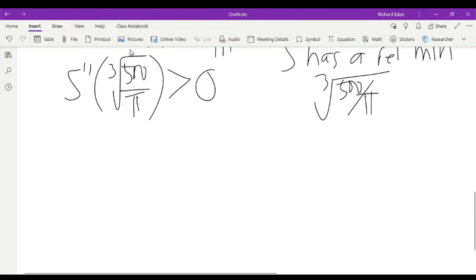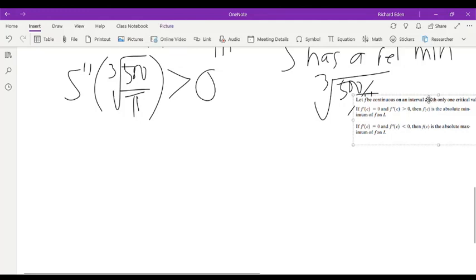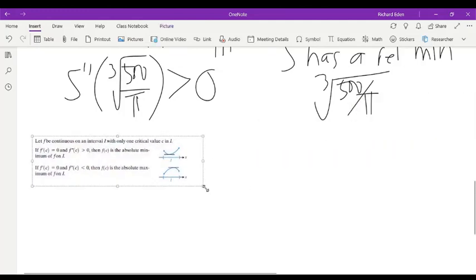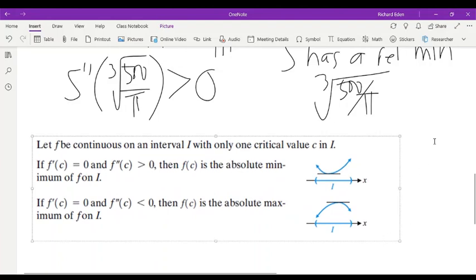Now, I would like you to consider the following easily recognizable fact. Let me move it here and make it larger so everyone can see. This looks very much like the statement of the second derivative test. So f is continuous in an interval I with only one critical value c. This is the extra condition: c is the only critical value in the interval I.